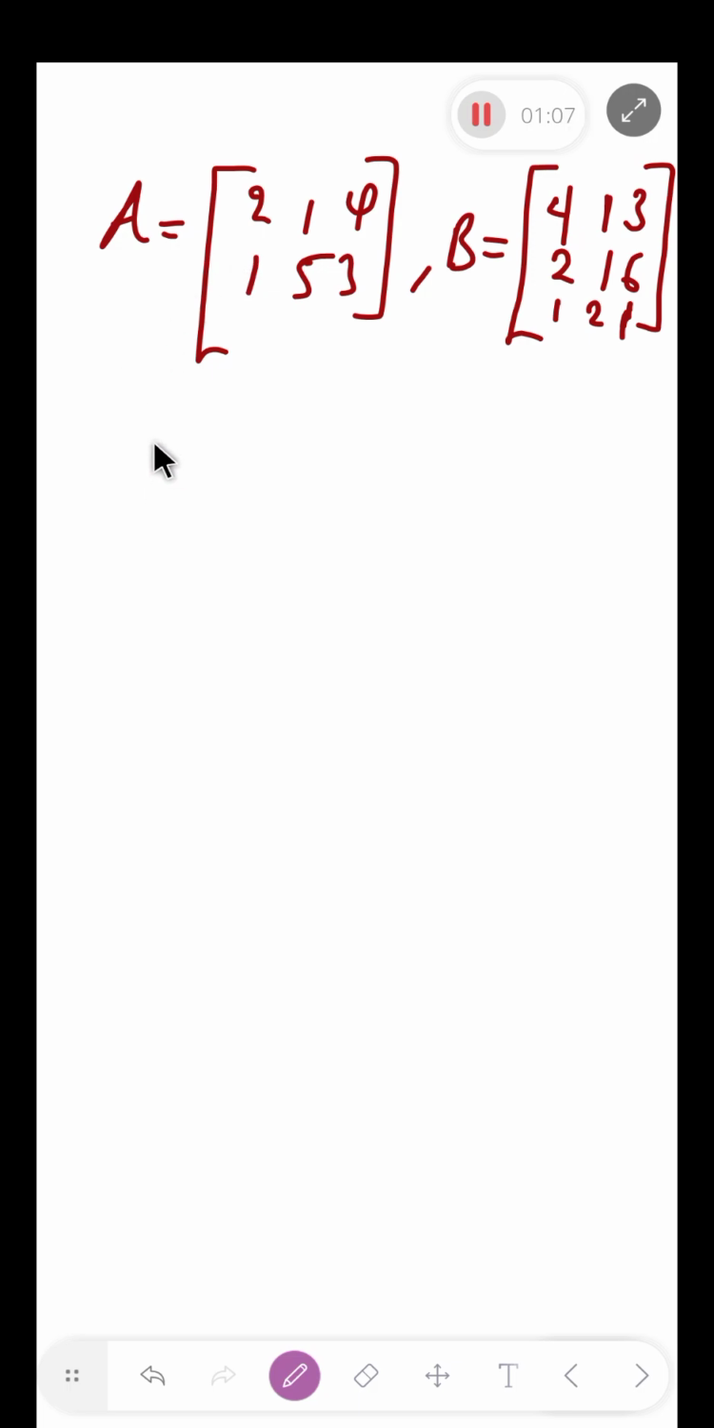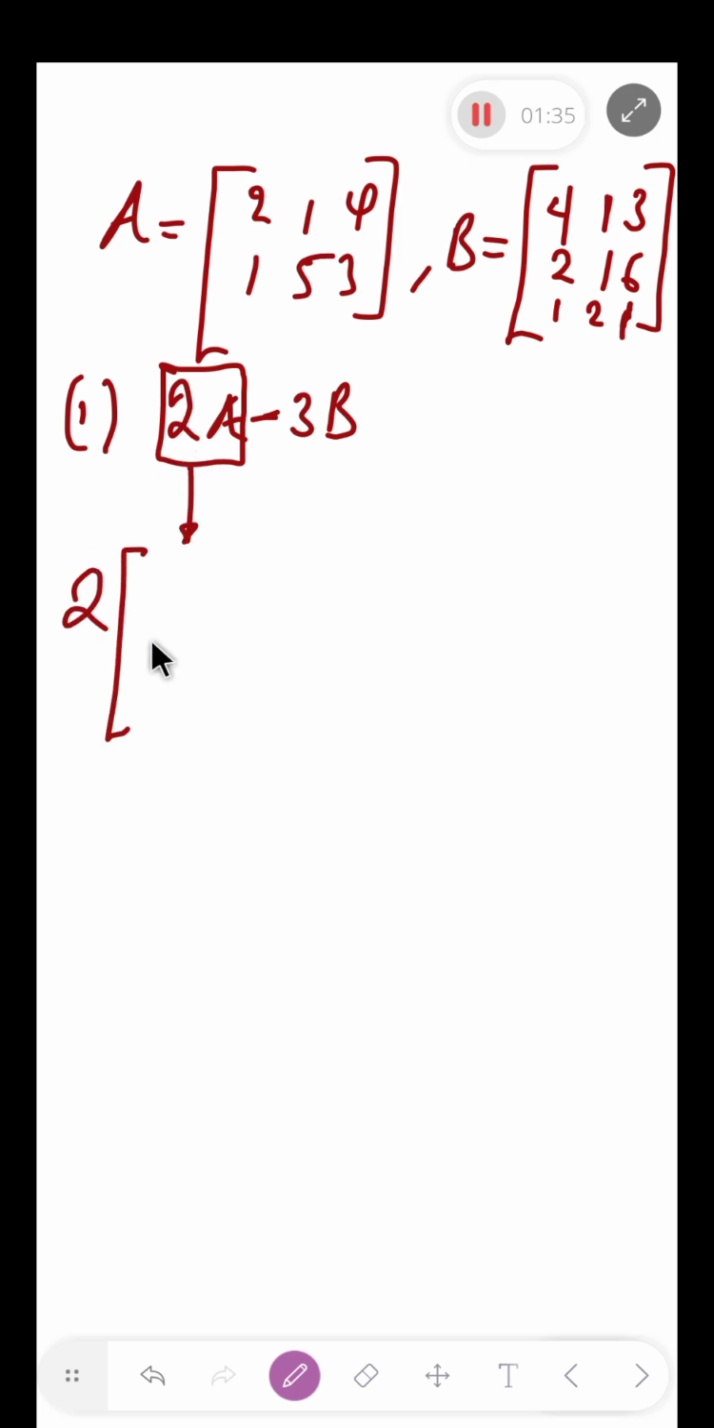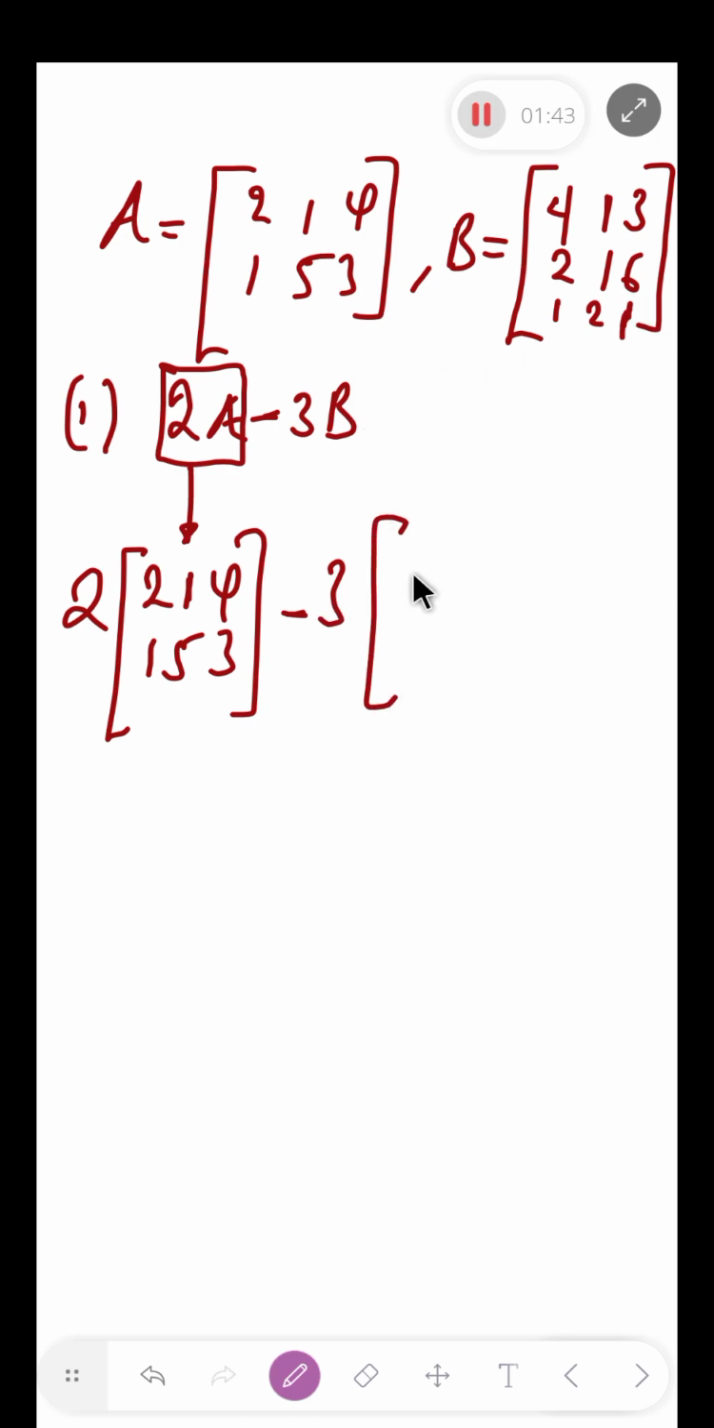So what if you want to find, let's say the question now says, find 2A minus 3B. This 2A is a scalar multiplication of that matrix. If you want to multiply something like this, it does not mean you just go ahead and do 2 times 4, 1 times 1, 4 times 4, no, 4 times 3. That's not allowed, okay? But in this case, 2A implies this is 2, and I have my A as 214, 153, then minus 3, and then this B is what?